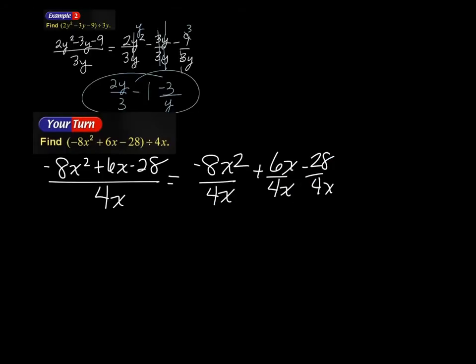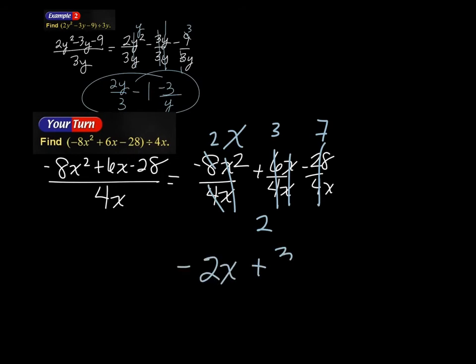Again, we're going to write them as 3 separate fractions and reduce. 8 divided by 4 is 2. X squared divided by x is x. The 6 and the 4, we can divide both of them by 2. The x's cancel out. 28 divided by 4 is 7, and we're still going to have an x in the denominator. So our final answer, we've got negative 2x plus 3 over 2 minus 7 over x.